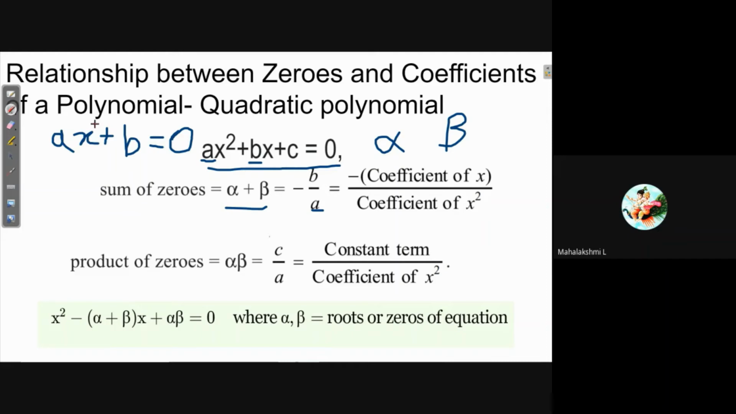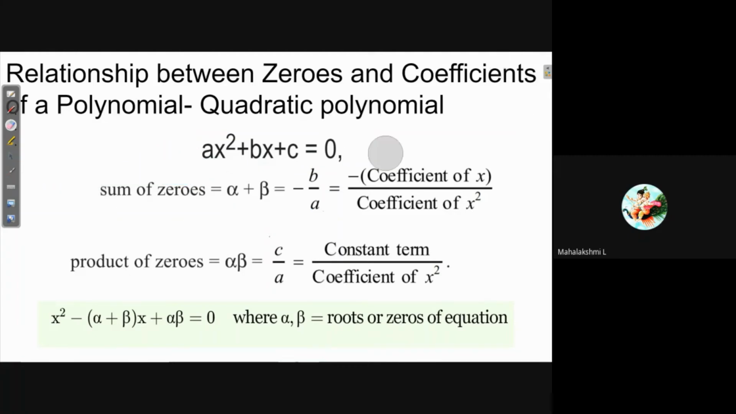Say the highest power is 1, so the degree will also be 1, and hence it's a linear polynomial. Now I just shift the terms. Let the zero be k. So the value of k is equal to minus b by a. Since a linear polynomial has only 1 zero, this is the final answer. So this will be the equation to find the zero of a linear polynomial. Okay, now coming to quadratic.